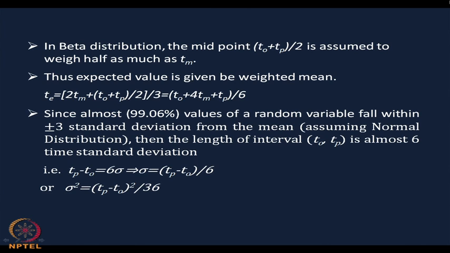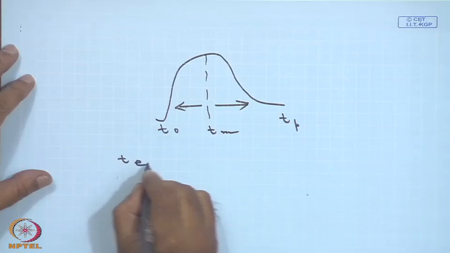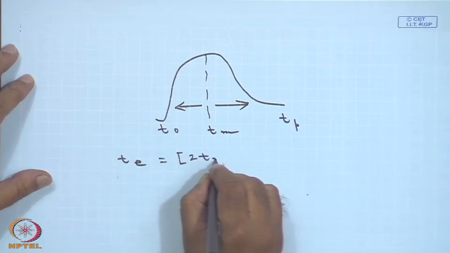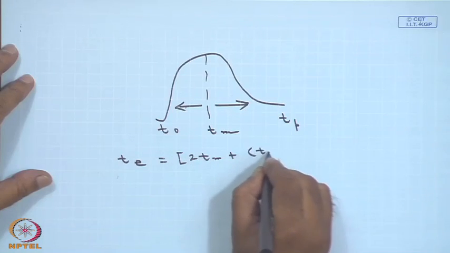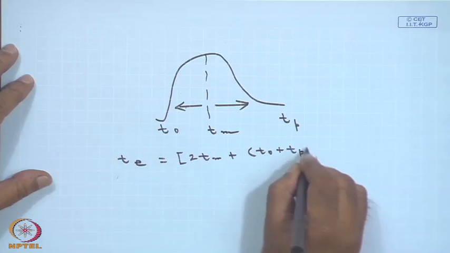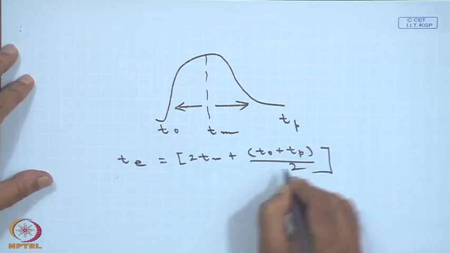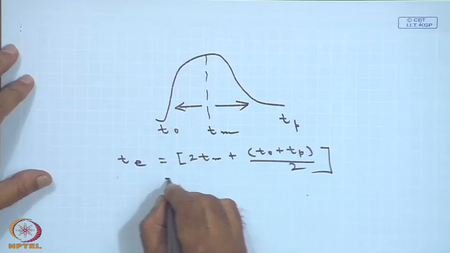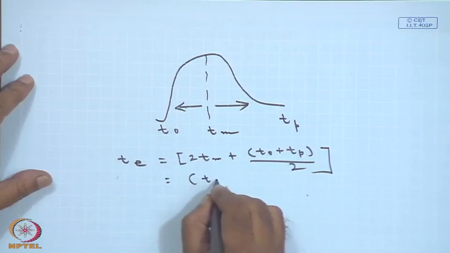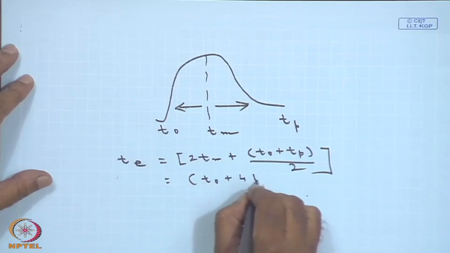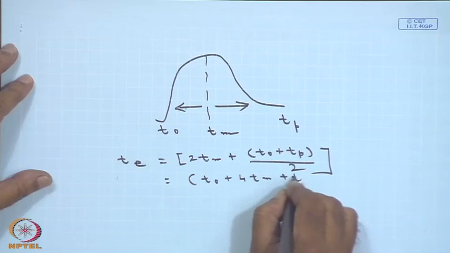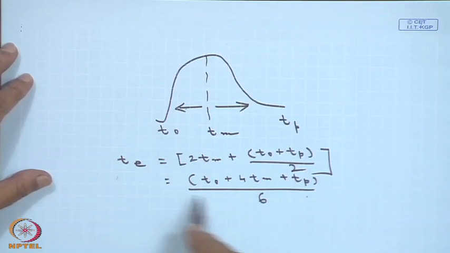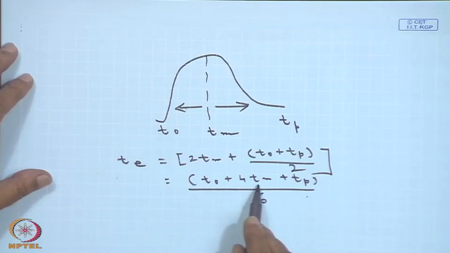T e can be obtained using this formula. T e is equal to twice T m plus T 0 plus T p by 2, that is the midpoint, plus twice the unimodal point. If you calculate this, it will be T 0 plus 4 T m plus T p divided by 6. So your expected time T e is T 0 plus 4 T m plus T p by 6.